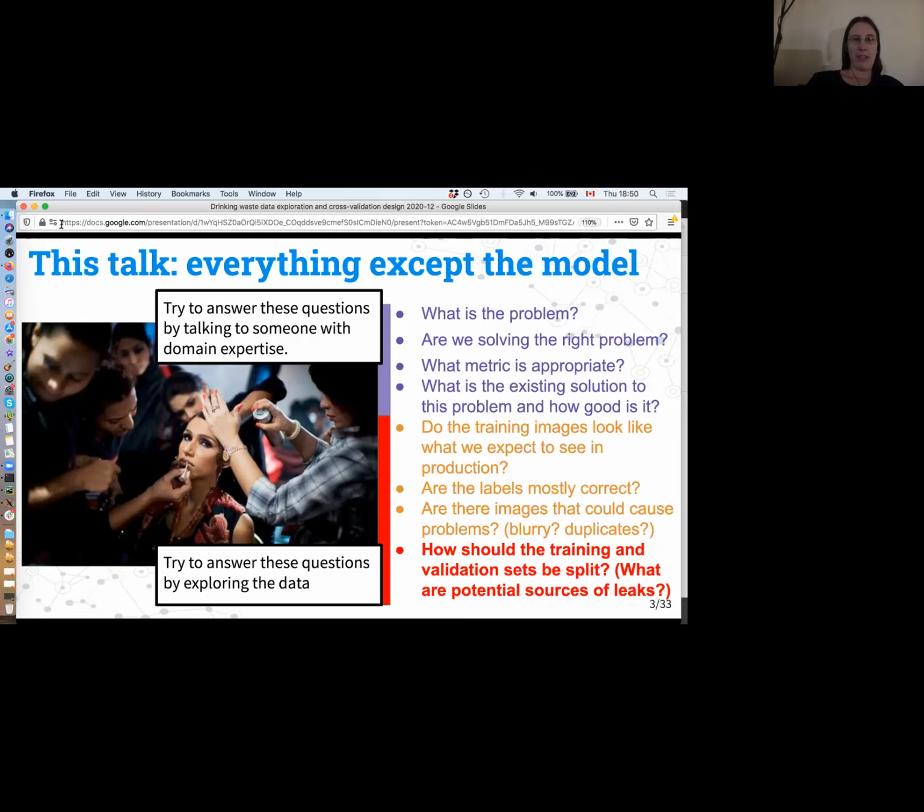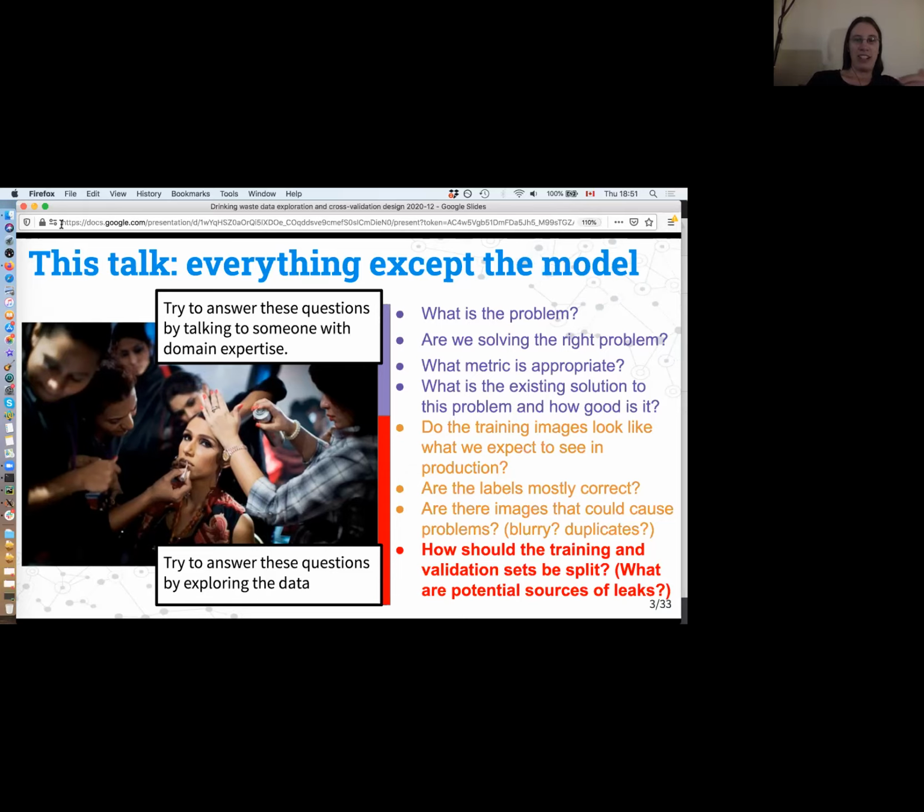So when you start off with a problem, you ask questions like, what is the problem? Are we solving the right problem? What metric is appropriate? What is the existing solution to this problem and how good is it? And I would probably add to this questions like, how are you going to determine what sort of strategy or feedback mechanism we have for evaluating whether the predictions that this tool is making are correct? These are the sorts of questions you sit down with before you maybe even think about getting your data.